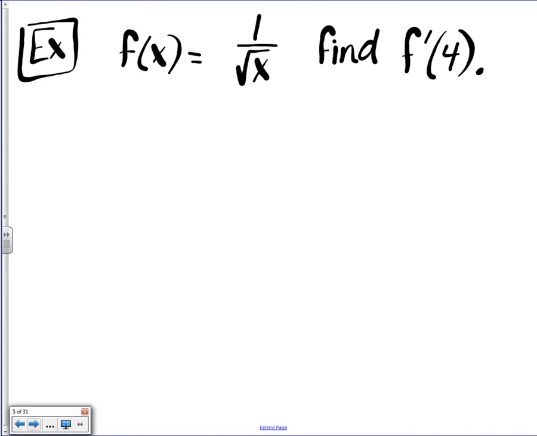All right, let's see what else I got for you. Let's try a square root function. Okay, so if I want to find the derivative at 4, I'm going to go ahead and just work this out for you. You can pause it, stop it. Hopefully you'll see what I'm doing, and we'll be a-okay here.